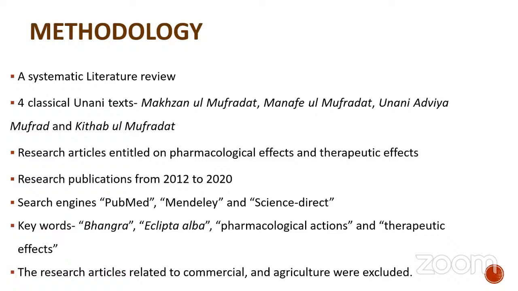This study was carried out on the basis of a systematic examination of classical Unani literature. For that, 4 main classical Unani texts were used: Maghzanul Mufradat, Manafiul Mufradat, Unani Adwiya Mufrada, and Kitabul Mufradat, along with research articles on pharmacological and therapeutic effects, abstracted from indexed journals from 2012 to 2020 through search engines such as PubMed, Mendeley, and ScienceDirect. The research articles related to commercial and agriculture were excluded. Bhangra, Eclipta alba, pharmacological actions, and therapeutic effects were the keywords used in the search engines.